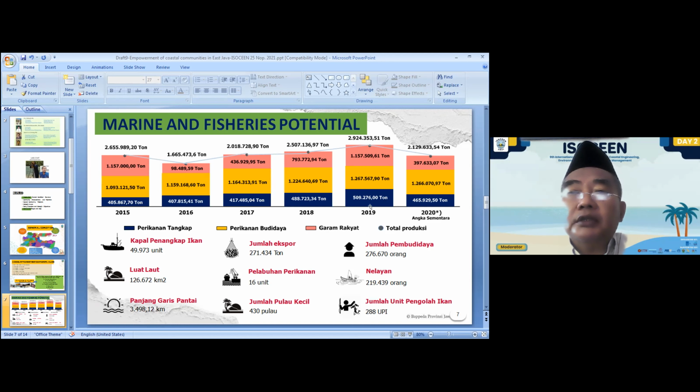Total production, this is total production. I think I got this information from Bappeda, from the slide of the Governor. All right.